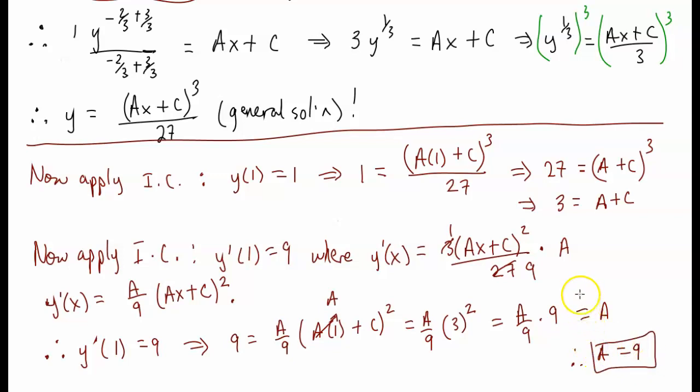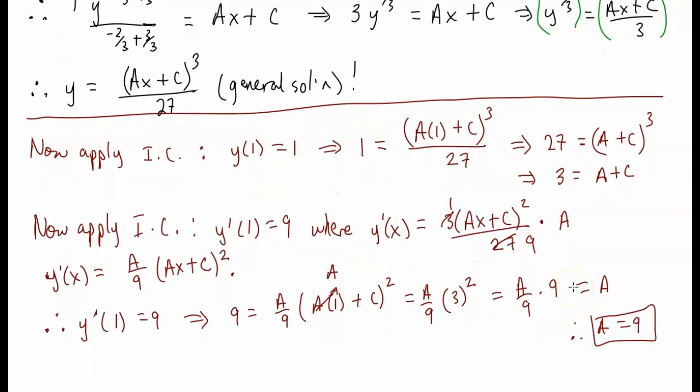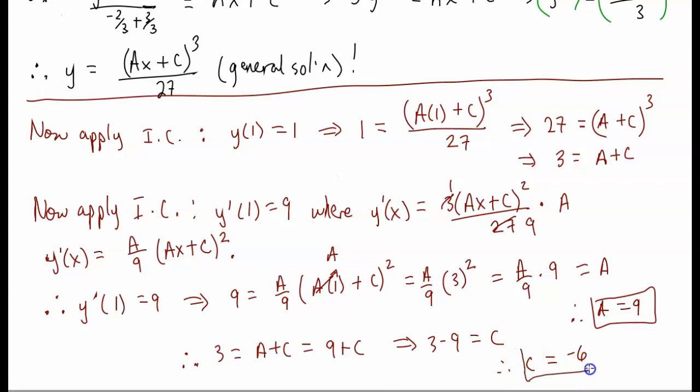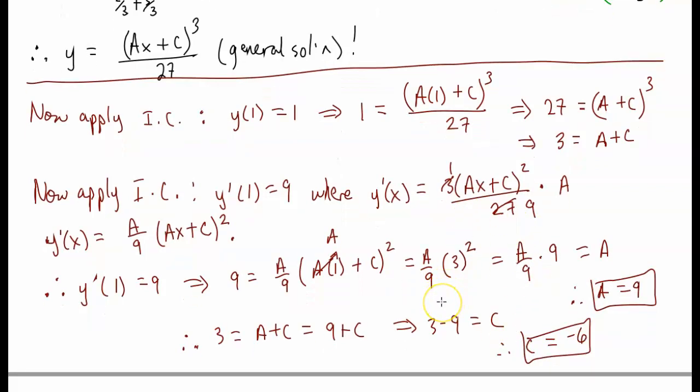So now that we know what a is, we can also find out what c is. So therefore, 3 is equal to a plus c, which is 9 plus c. So 3 minus 9 equals c. So c is minus 6. So now we have what our two integration constants are, and we can just plug them in.